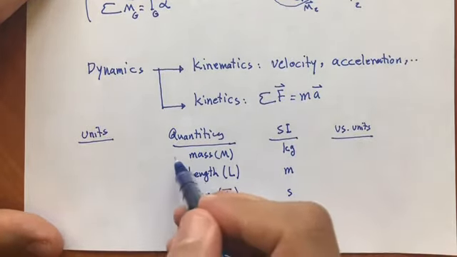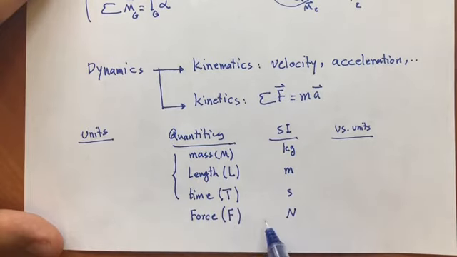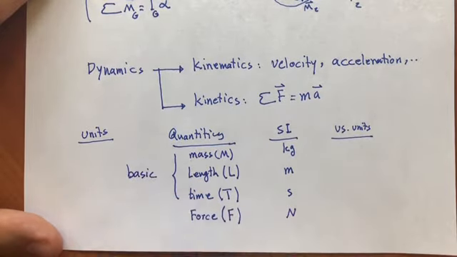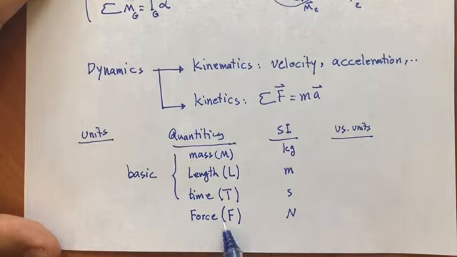And you need to know that force is not anything independent from mass, time, and length, right? Based on Newton's equation, force is equal to mass times acceleration, and acceleration is meter per second squared. So Newton is not anything independent from these. These three are basic quantities, and the force is something dependent on the three.